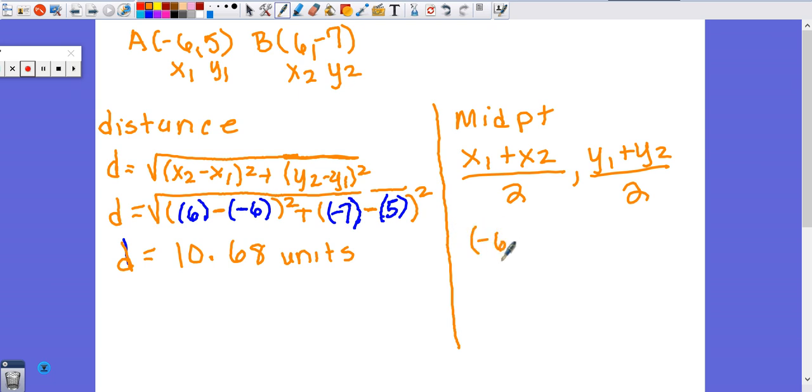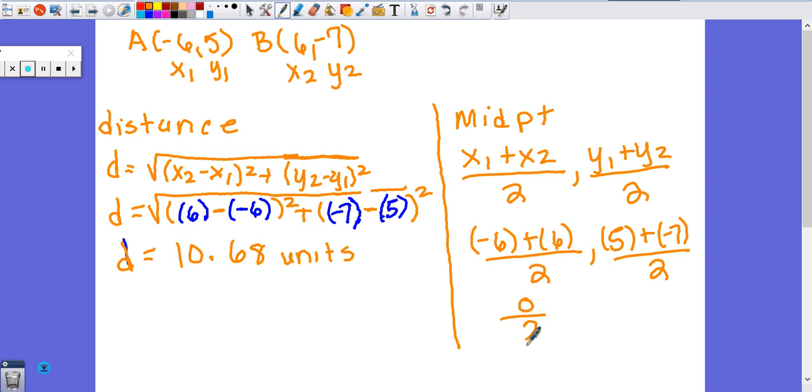So anytime you substitute something in, make sure you put it in parentheses, and then 5 plus -7, divide that by 2. So you get 0/2, comma, -2/2. If you need the calculator to help you with the math, then so be it. Use your calculator. And you get 0 and -1. Alright, that's your midpoint.